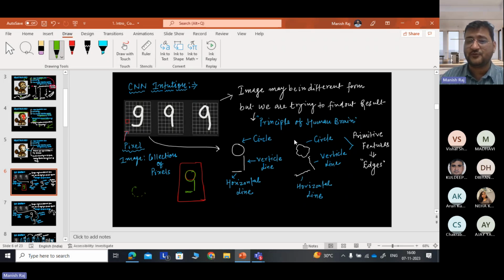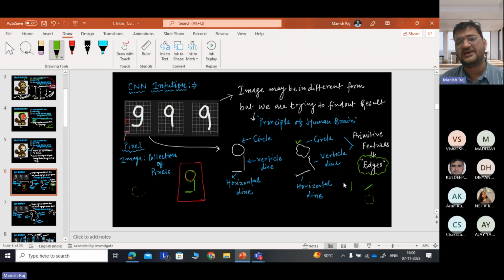So the computer wants this type of primitive features. Again, I am using the word primitive features. Primitive means the edges. Primitive means, again, try to understand, that is the edges. Edges means maybe a straight line, maybe a slant line, maybe a circle, whatever it is. So you can see that is the edges. Some of these types of structures you can call the primitive features.